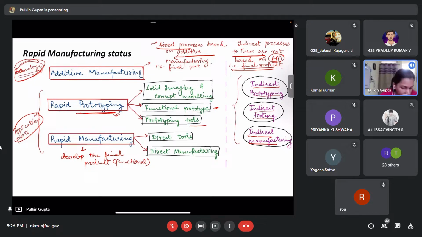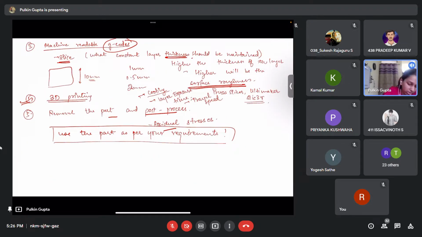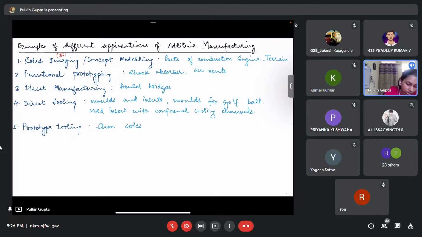It has three subtypes. First is solid imaging and concept modeling. In solid imaging and concept modeling, we just check the fit and the dimensions and appearance of the parts that we are creating, to see if the dimensions we have selected in our design are actually working or not.